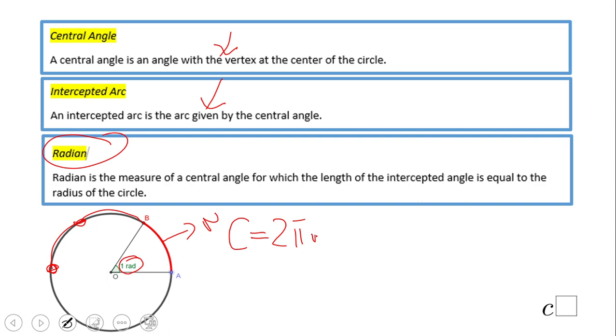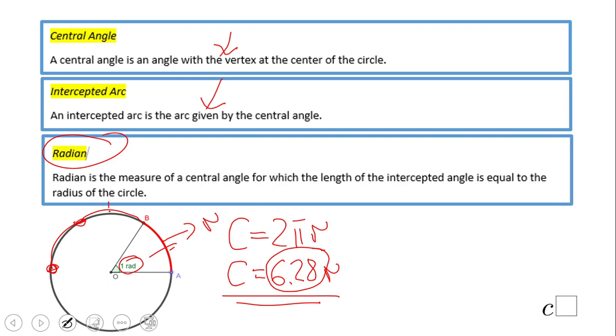C equals 2 pi r. The circumference, going around the circle, is 2 pi times r. And pi is nothing else than 3.14. So multiplying by 2, we get 6.28. This formula tells us that we need 6.28 radii to go around the circle. And that gives us an idea.